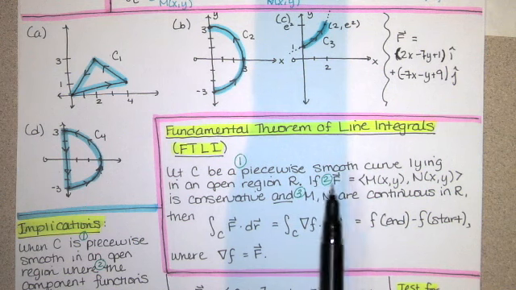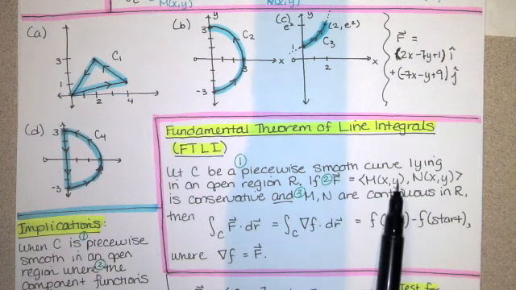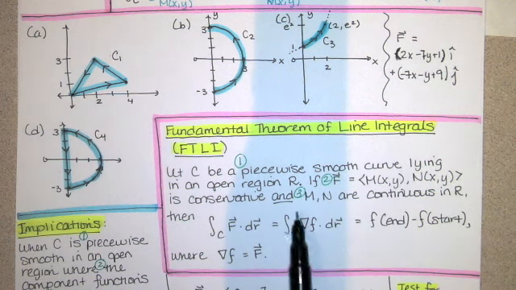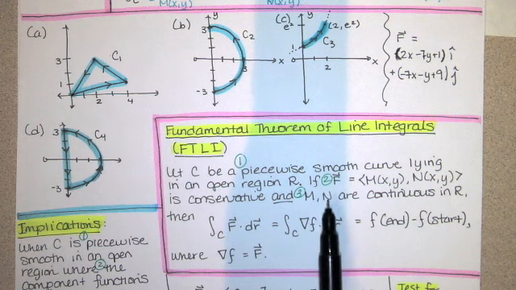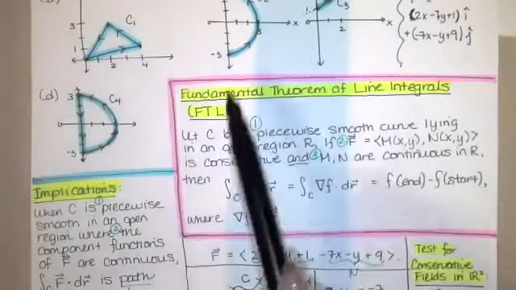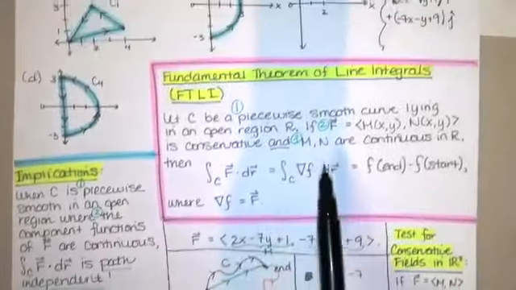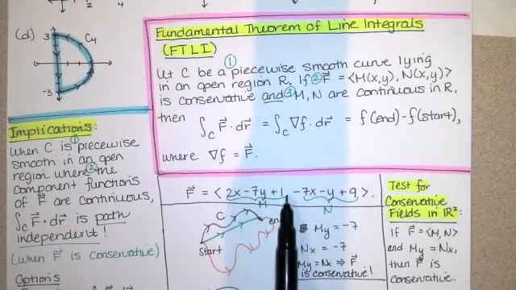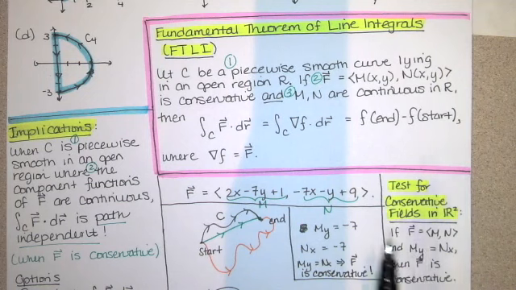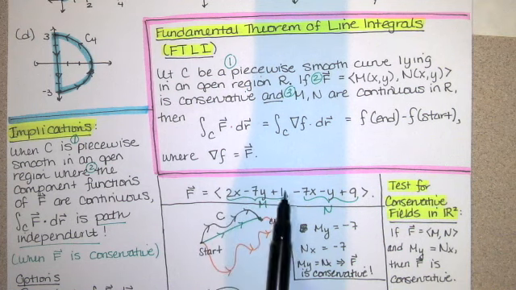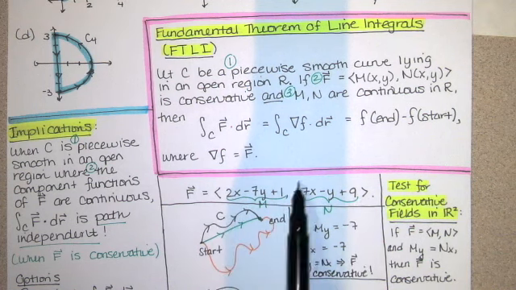Now the rest of the theorem says that if F is a field with components m and n, and it's conservative, and we've already checked that it is, and the component functions m and n are continuous in R, then all of this holds. So we just have to look at the component functions of F. Well, the component functions of F are m and n, and they're both just polynomials in x and y. And if they're polynomials in x and y, they're going to be continuous all the time. It does not matter what x or y is. This is continuous in the entire xy plane. So is this.